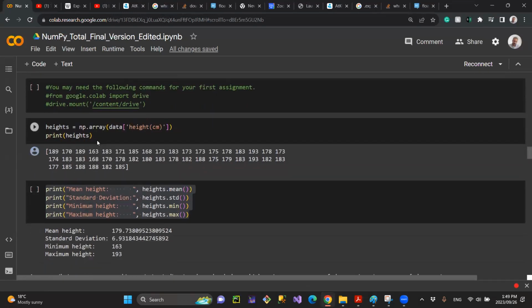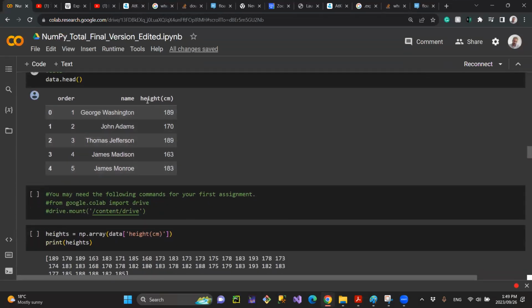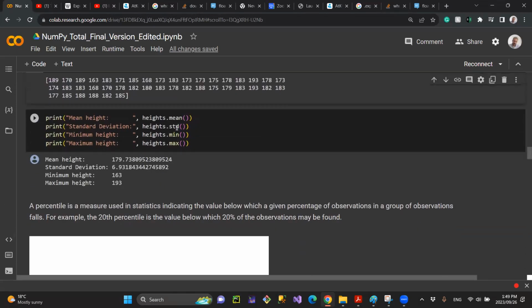And then you say, okay, you know what? We have all those columns, but I just want height based on centimeter. So I say the data, go to that specific column. Does that make sense? And then you are going to calculate mean, average, standard deviation, min and max.